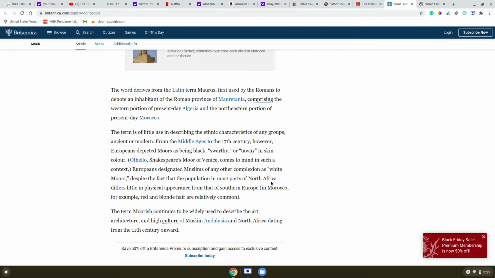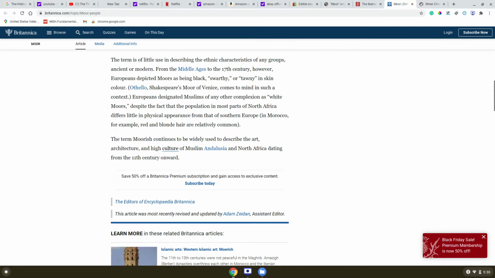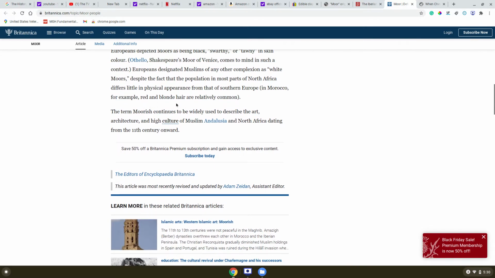In North Africa, a more cosmopolitan region with many different races, or else leaning more towards pale skinned peoples. And they say about that in Morocco, for example, red and blonde hair are relatively common. That would lend credence to the fact that the Phoenicians settled in that area, which I've heard taught as having red hair and blonde hair. Canaanites. Very interesting. The term Moorish continues to be widely used to describe the art, architecture, and high culture of Muslim Andalusia and North Africa dating from the 11th century onward.